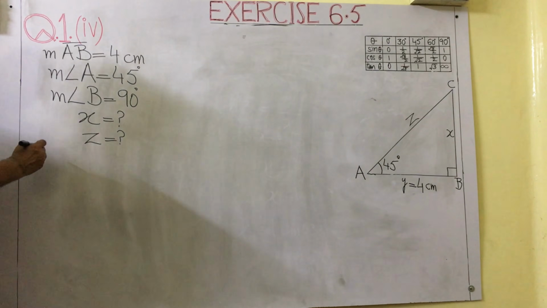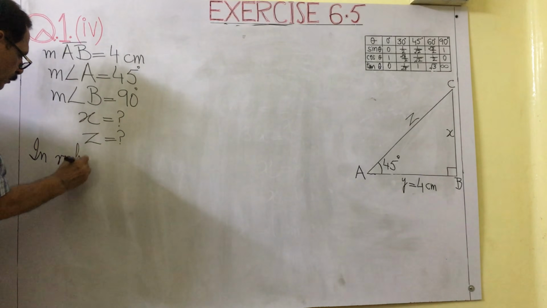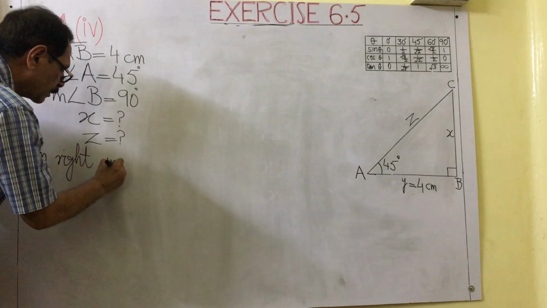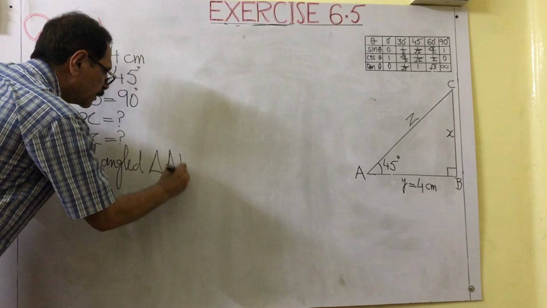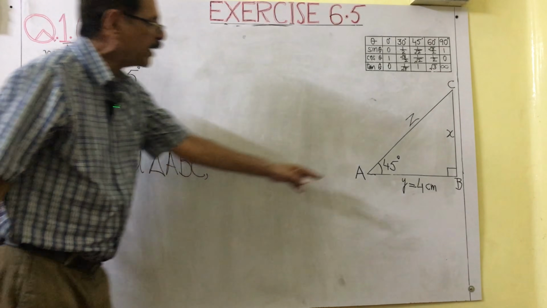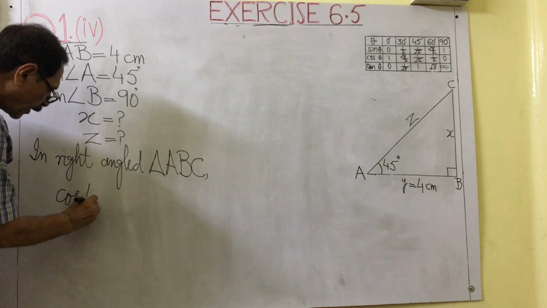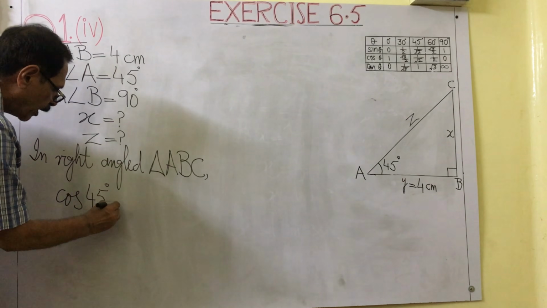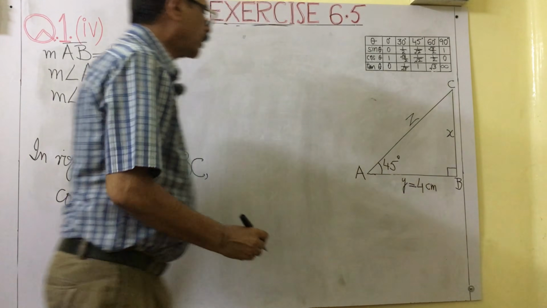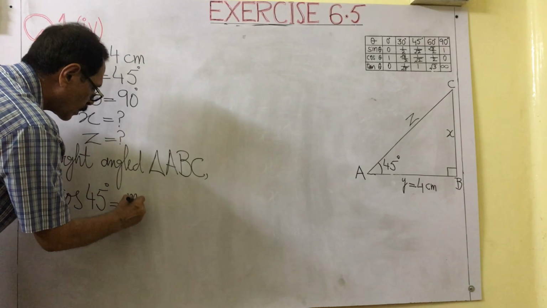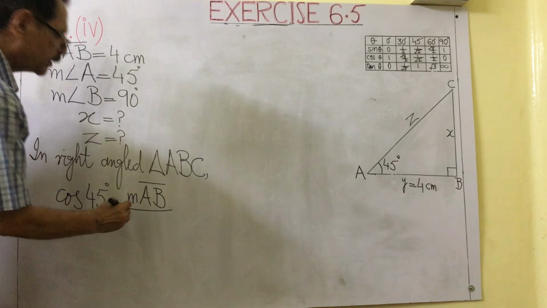You see, in right angled triangle ABC, cosine of 45 degrees is equal to base over hypotenuse, which is AB over AC.